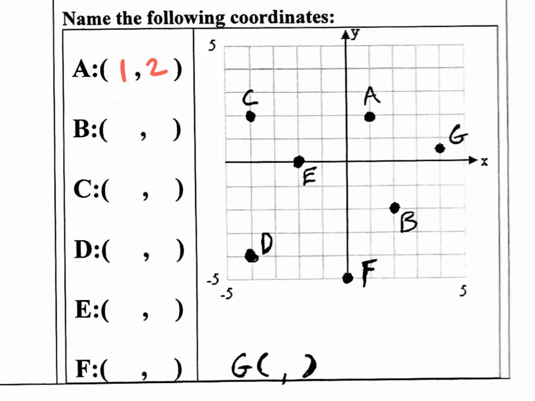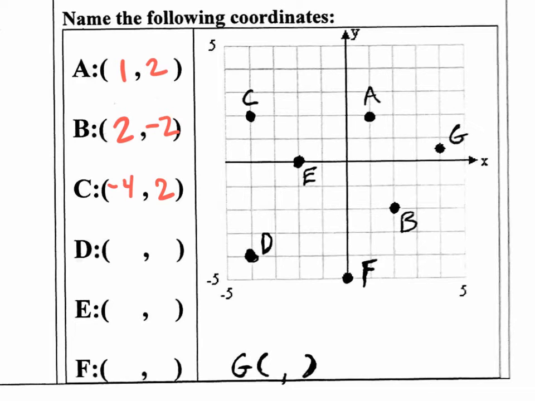For point B, Davian. 2, negative 2. Okay, 2 on the x, negative 2 on the y. Perfect. Okay. How about Aubria? Point C. How do I get to point C from the origin? Negative 4. 1, 2, 3, 4. I'm going in the negative direction 4 and positive 2. Going up 2. Correct. So that's negative 4, positive 2.